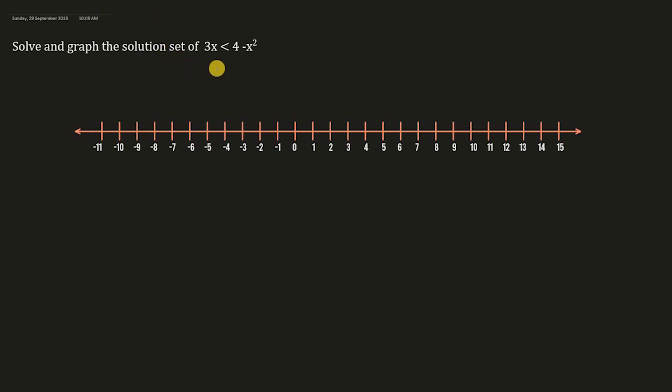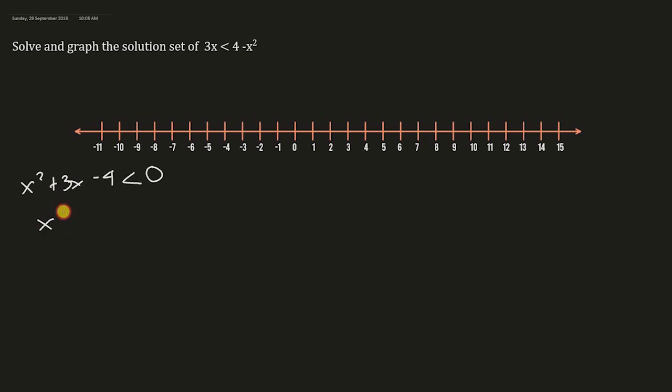First step ulit natin, as we said a while ago, dapat sa right side natin, 0 lang yung natitira. So, lahat to transpose natin sa kabila. So, yan, magiging positive x squared plus 3x minus 4 is lesser than 0. Okay, tapos na tayo sa first step.